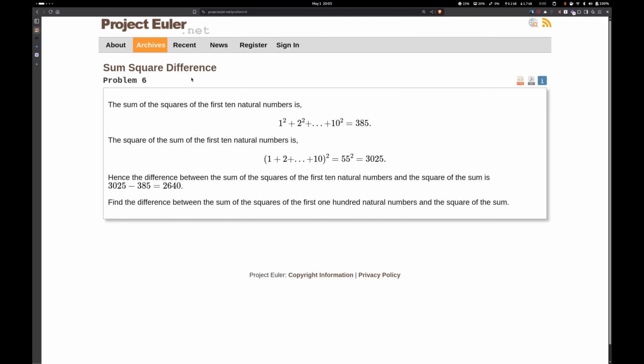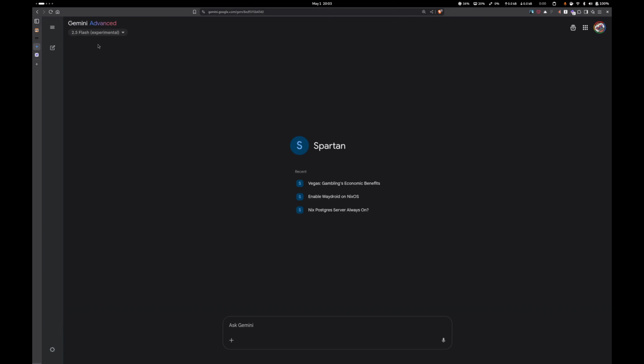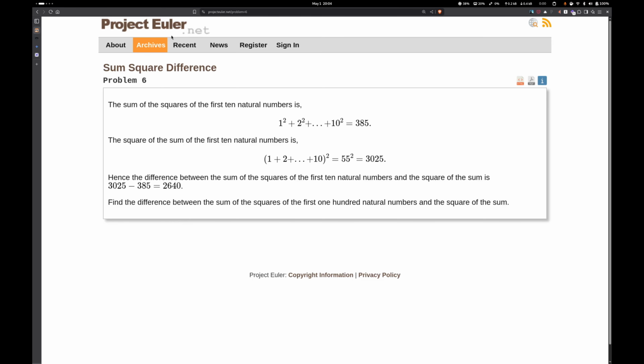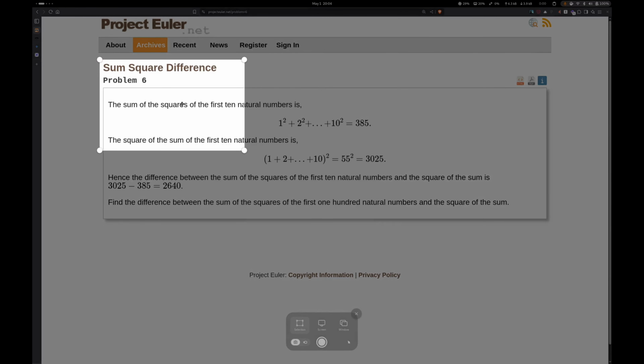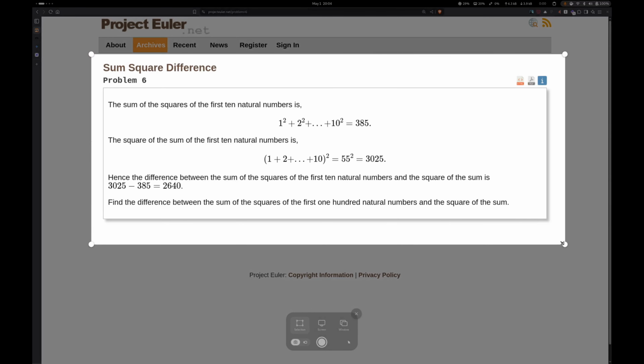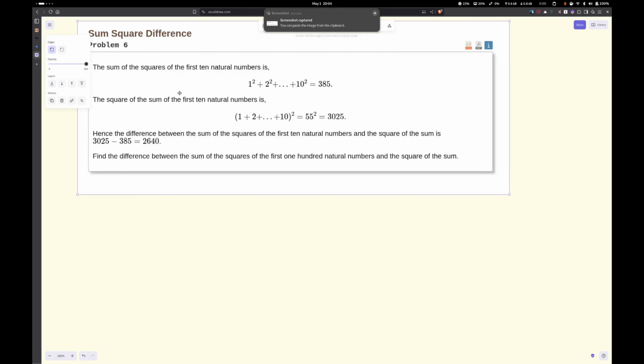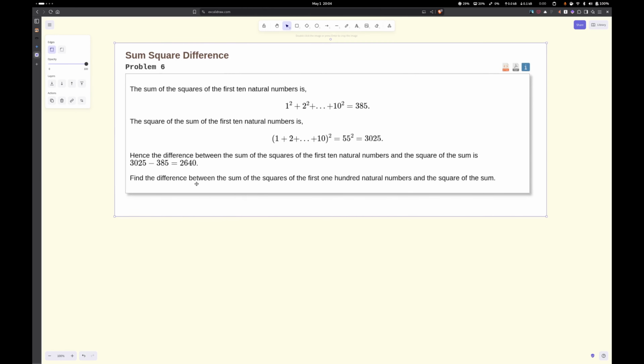Hello everyone. This is video 6 in my series of trying to use Google's Gemini 2.5 Flash to learn a new programming language, Nim, while solving problems off of Project Euler.net's archives. So we're doing problem 6 today. So let's take a screenshot and head over to Excalidraw. Okay, let's see what the problem is saying.